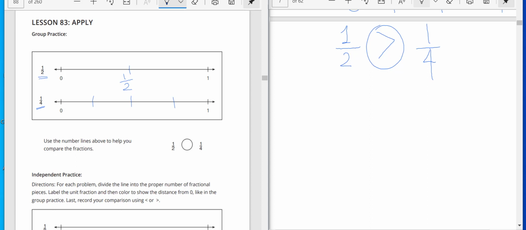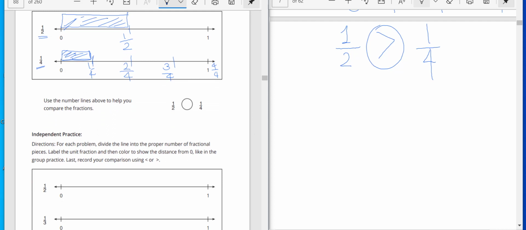Each part represents fourth. Here we have fourth, here we have 2 fourths, here we have 3 fourths, and here we have 4/4. So this part represents fourth, and this part represents half. Okay.